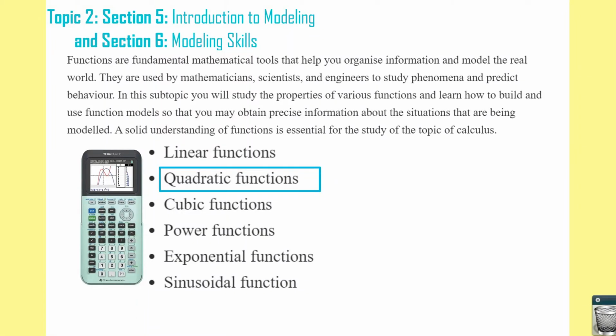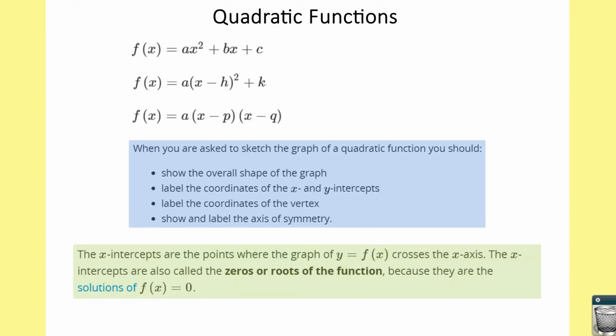Hello. Today we're going to talk about topic 2, sections 5 and 6, modeling with quadratics. Okay, so let's start with the basics. You have three types of quadratic functions. The first one is standard form, then you have vertex form, and then you have factored form. Whenever you're asked to sketch the graph, you're looking for these things: the overall shape, the x and y intercepts, the coordinates of the vertex, and your axis of symmetry.